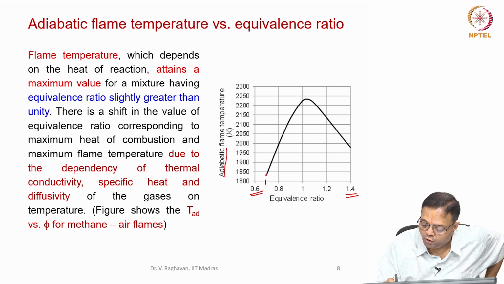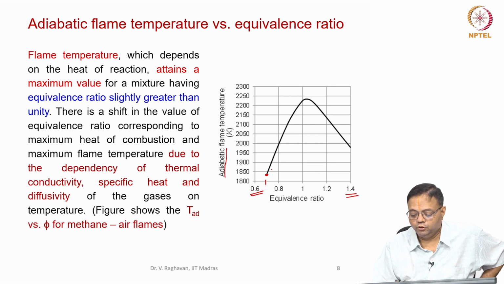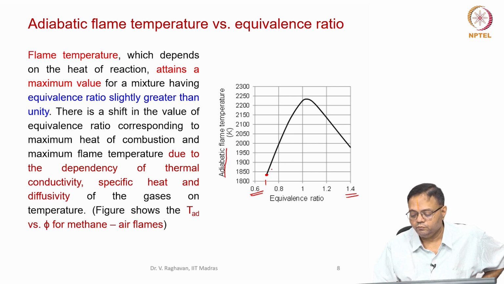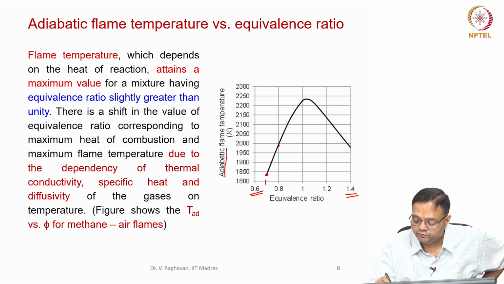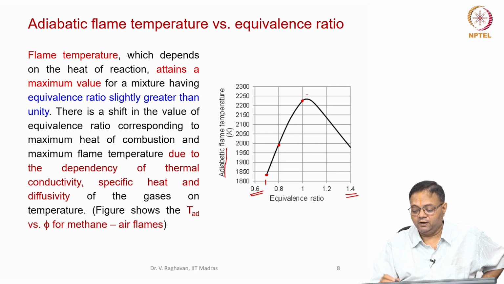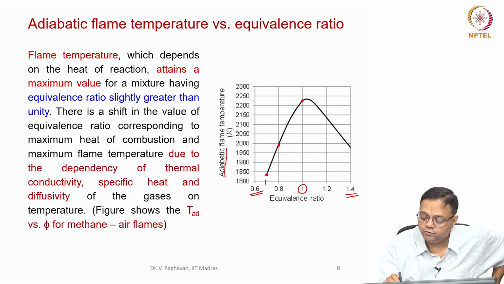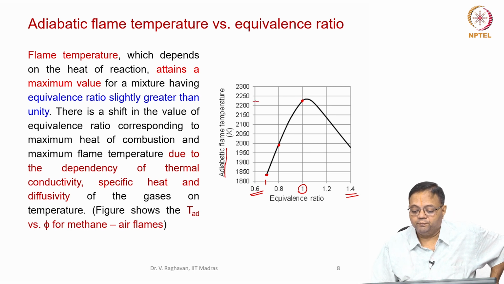At the equivalence ratio of 0.7, the adiabatic flame temperature itself, without any loss, is less than 1850 Kelvin. As the equivalence ratio is increased, you see a good increase in the flame temperature, and at around an equivalence ratio of unity, the flame temperature goes to about 2225 Kelvin, but it is not yet the maximum.